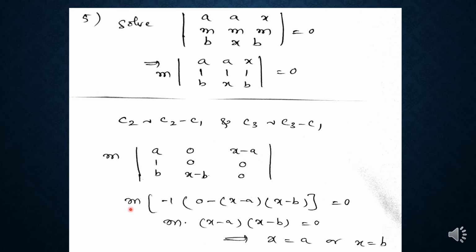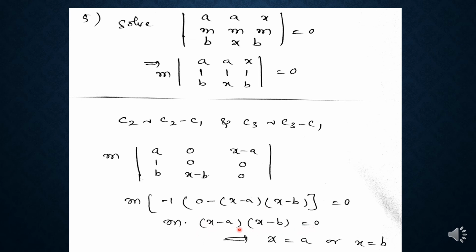So by taking this second row to expand, the Laplace expansion, m into, here we will take minus 1 because the cofactor of this one gets the minus symbol here. So that is minus 1 into 0 into 0, minus of (x minus a) into (x minus b) is equal to 0. That is m into minus 1 into minus (x minus a)(x minus b), that becomes plus (x minus a) into (x minus b) is equal to 0.